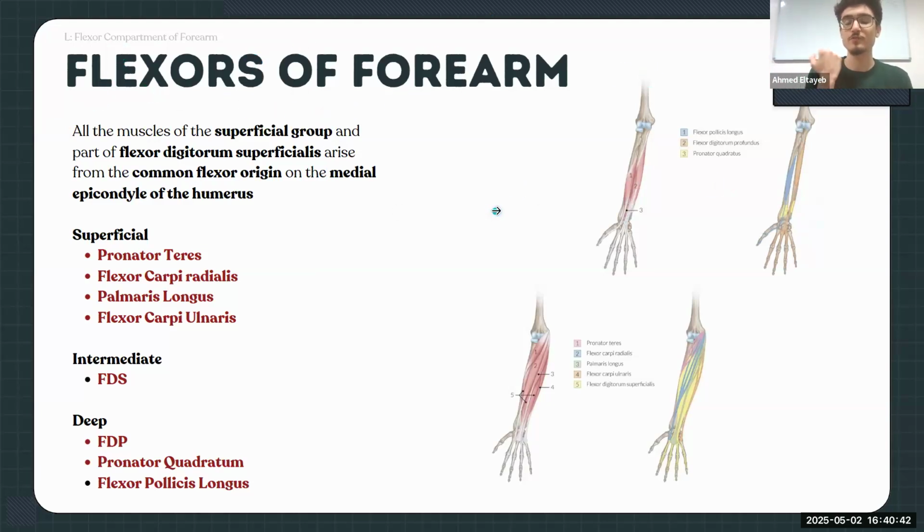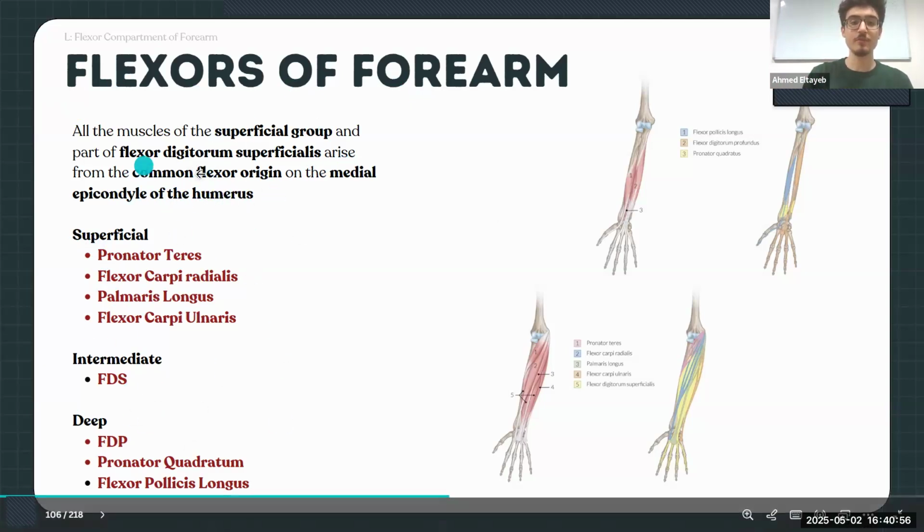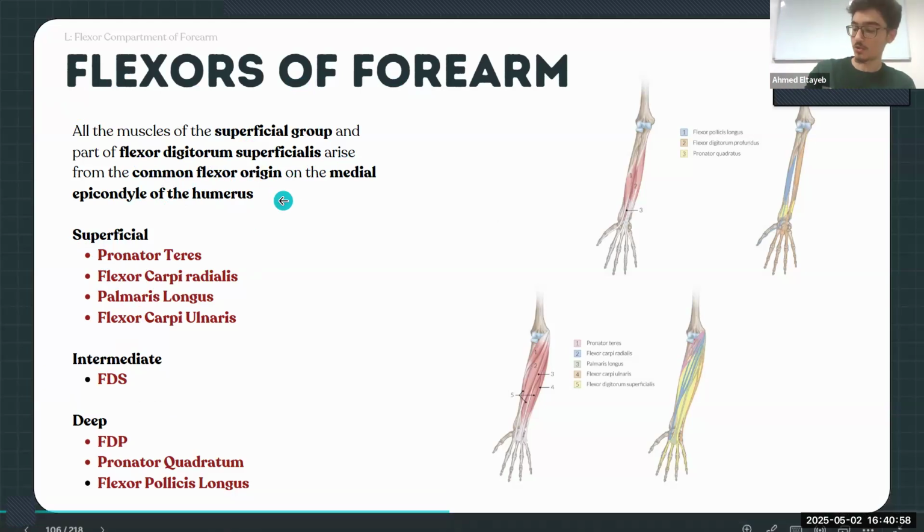In the forearm, you have two compartments, right? You have the flexor compartment and the extensor compartment. The flexor compartment is broken further into superficial, intermediate, and deep layers. And they are all more or less coming from the common flexor origin at your medial epicondyle. Okay, so over here, this is your medial epicondyle. All of these muscles originate there and then go down your forearm.